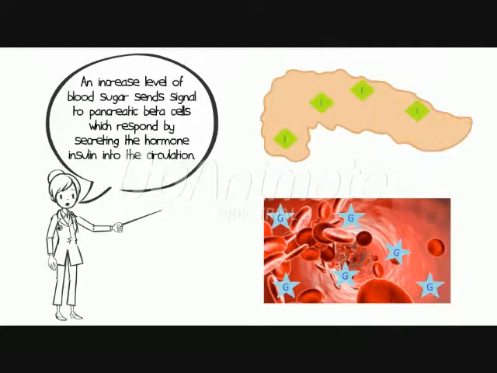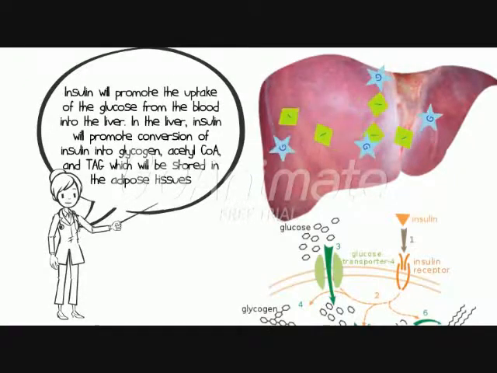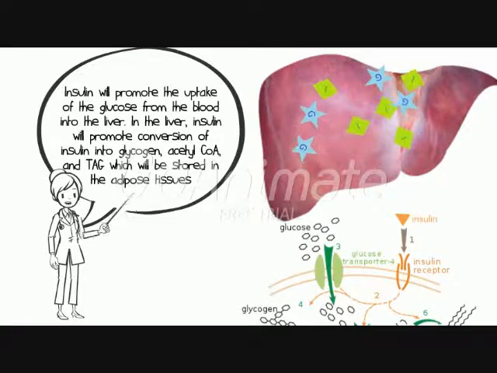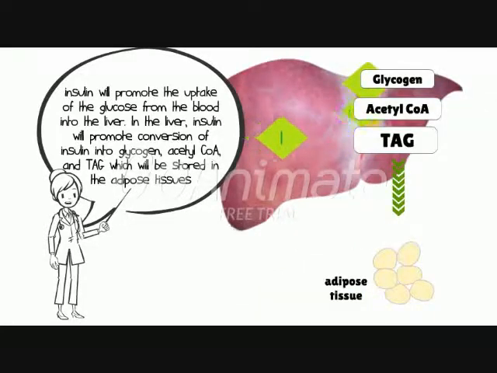An increased level of blood sugar sends a signal to pancreatic beta cells, which respond by secreting the hormone insulin into the circulation. Insulin will promote the uptake of the glucose from the blood into the liver. In the liver, insulin will promote conversion of glucose into glycogen, acetyl-CoA, and TAG, which will be stored in the adipose tissues.